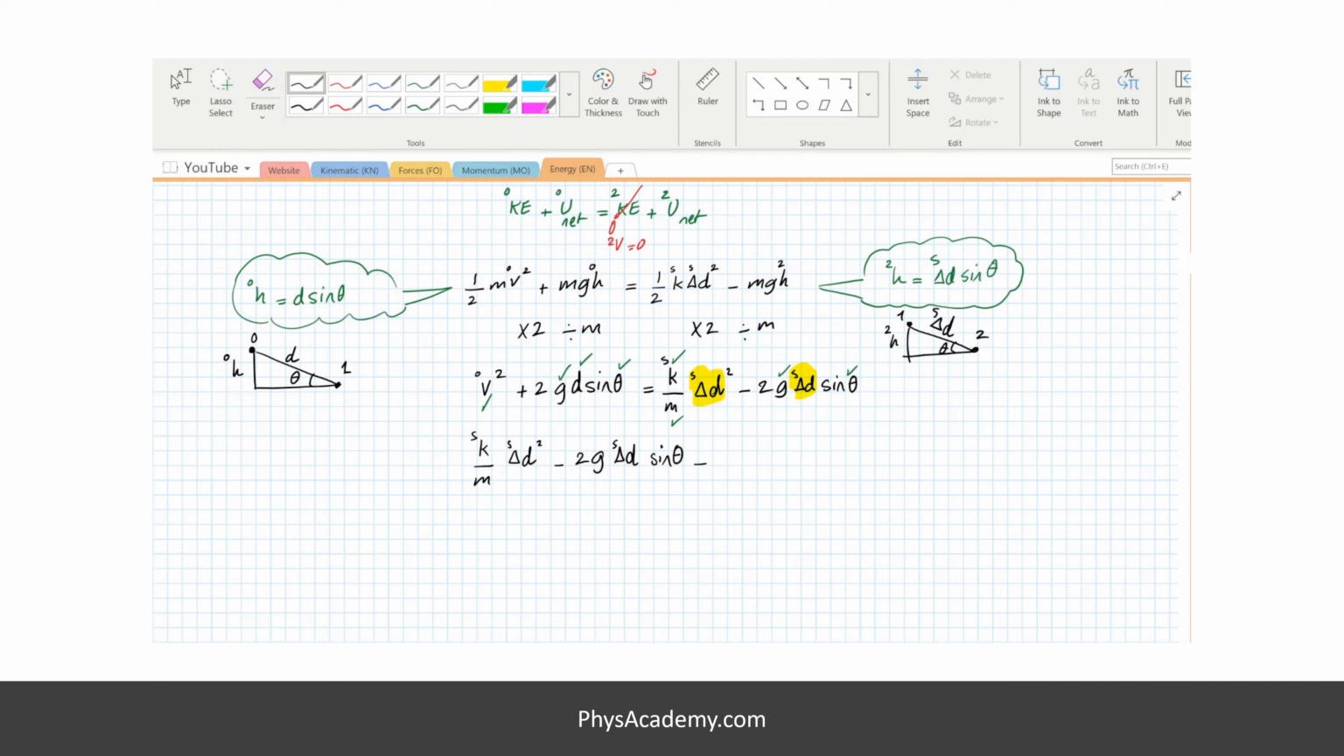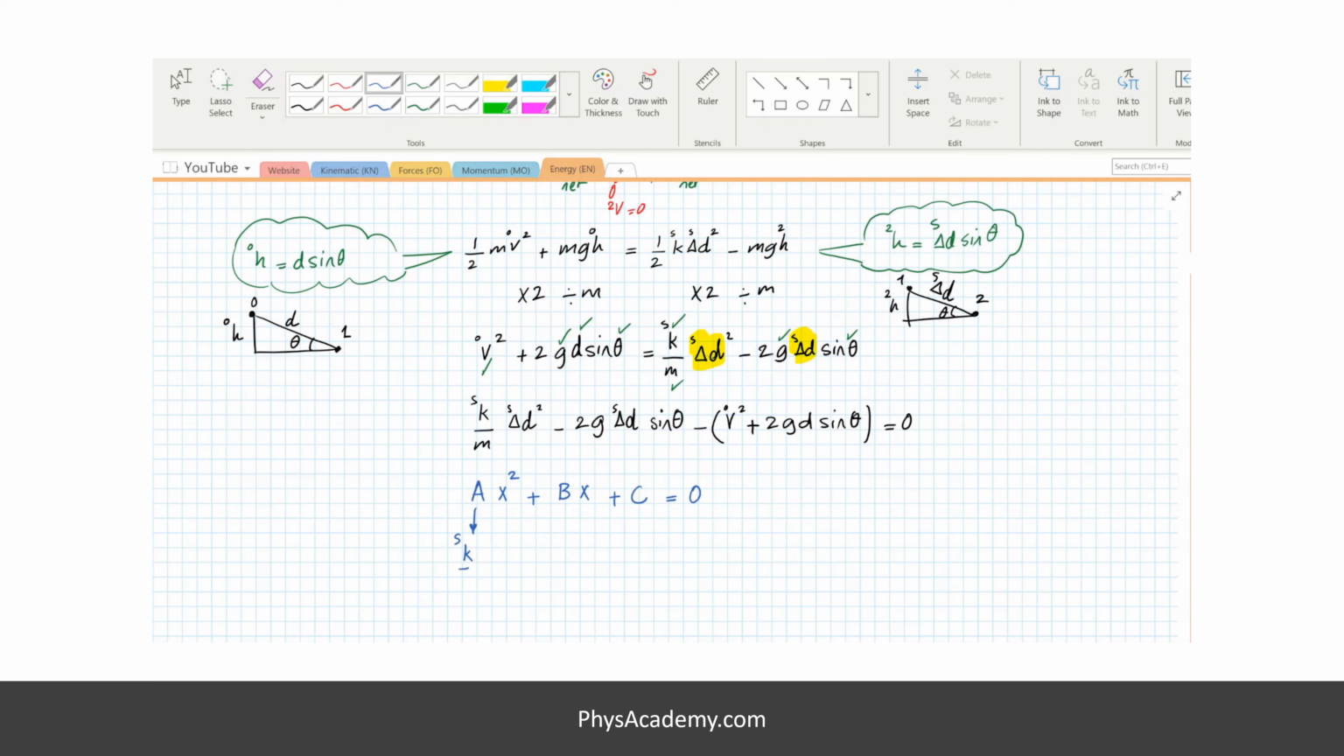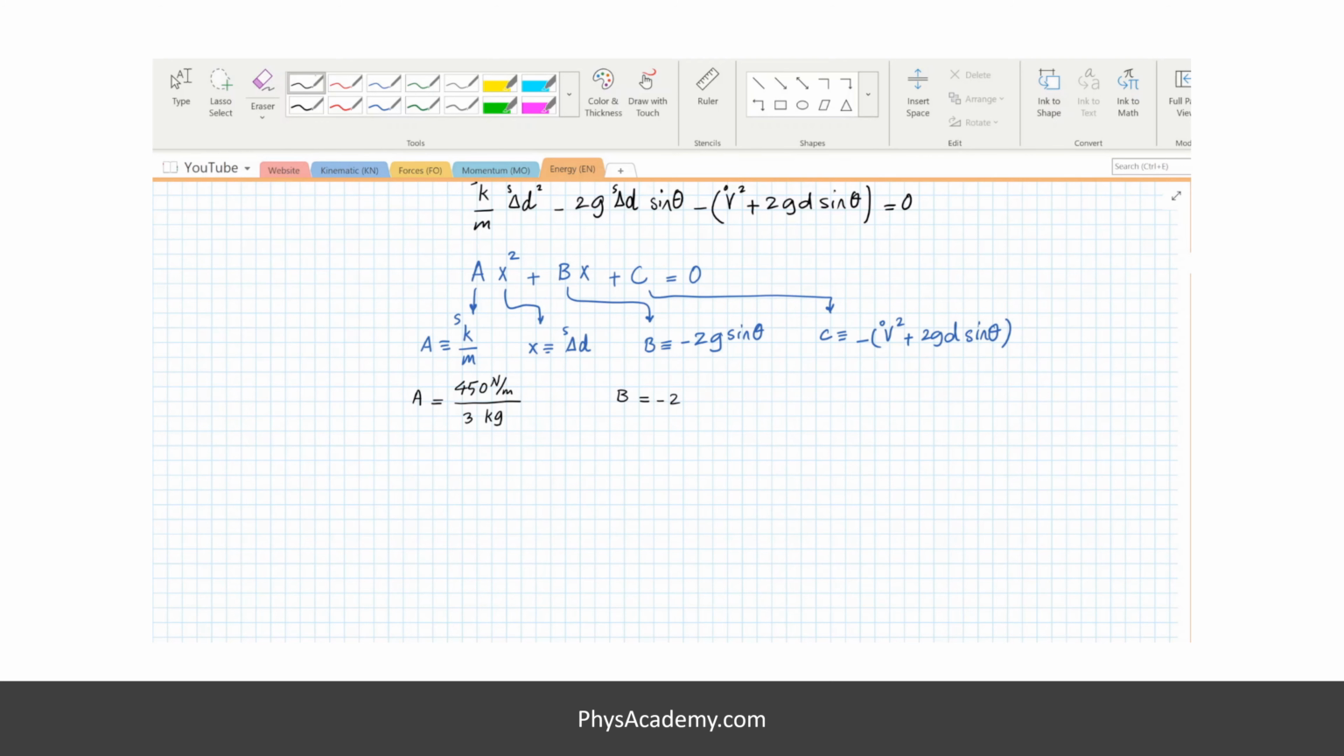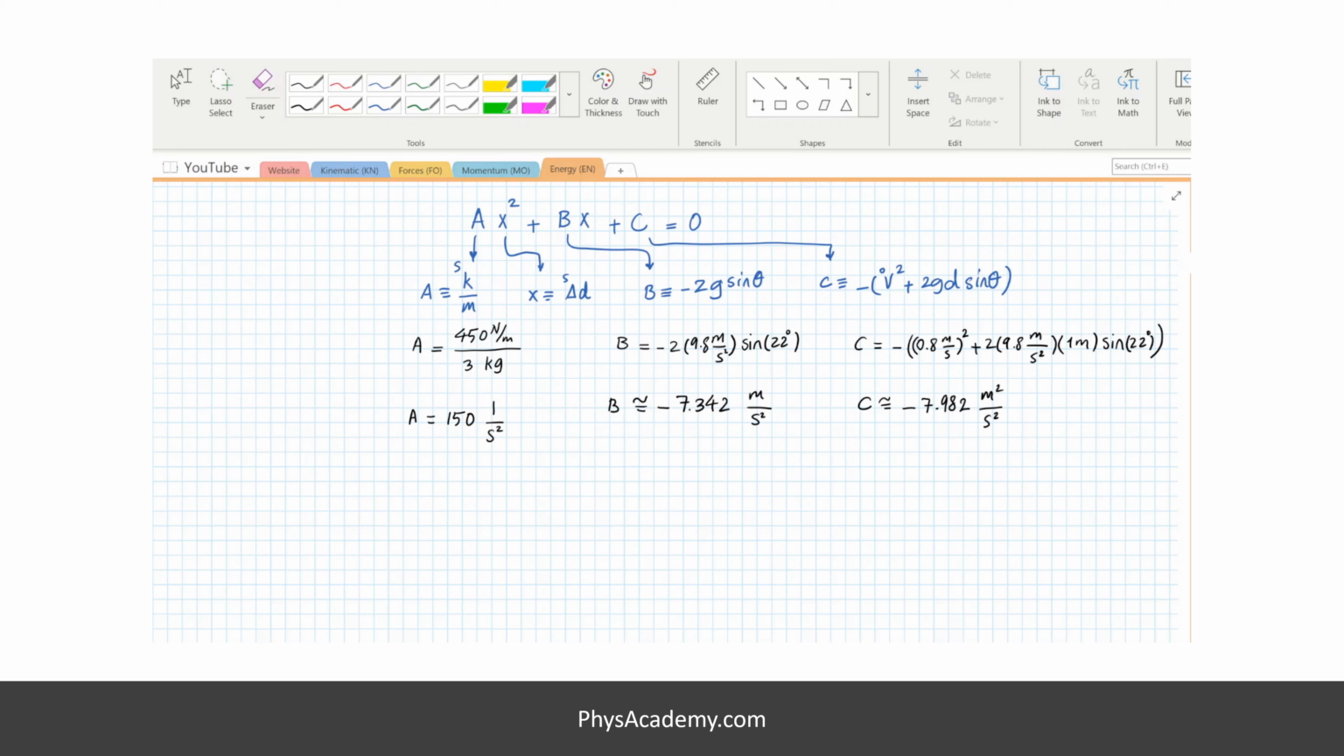As you see, the first delta d is squared, and the other is not. This format tells us that we are dealing with a quadratic equation. Let's rearrange this equation into a standard quadratic equation and then solve it. Remember to check the units along the way.